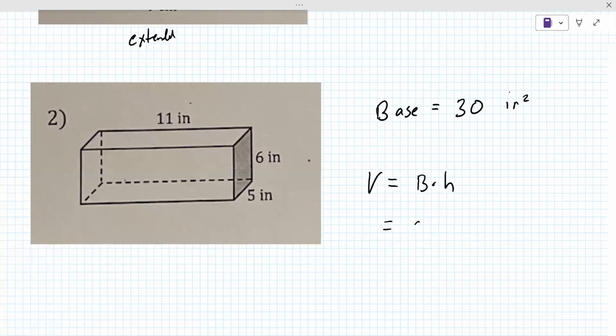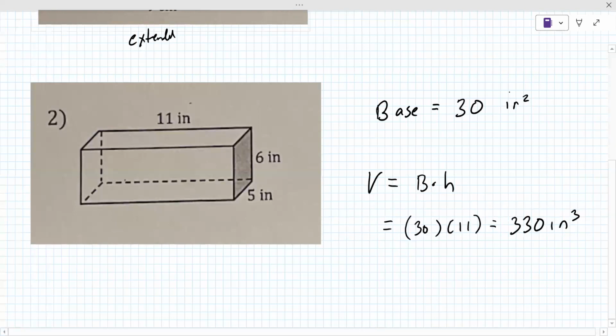The base is 30. The height is 11. Give me the final answer with the correct units. Yeah, 330 inches cubed. Good. Got that answer before you did that.